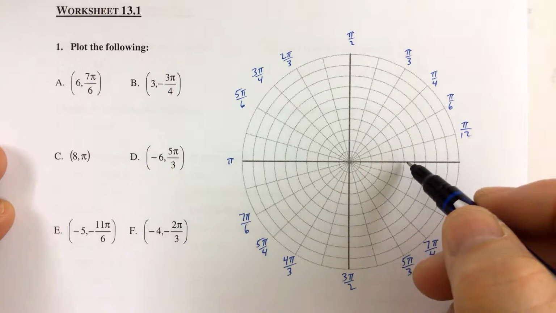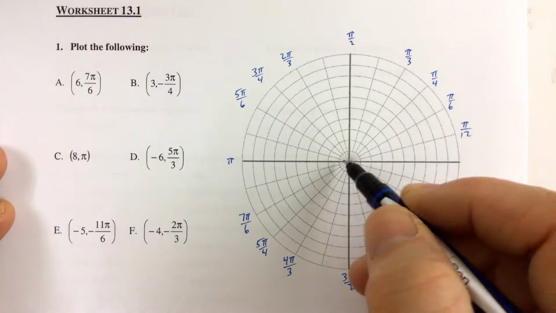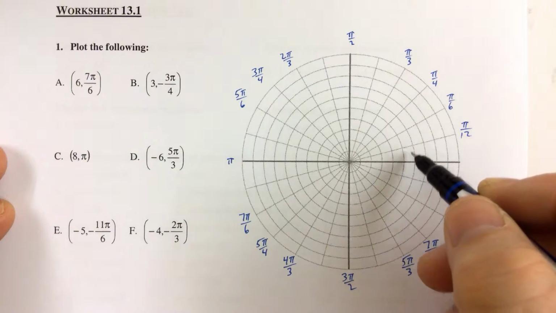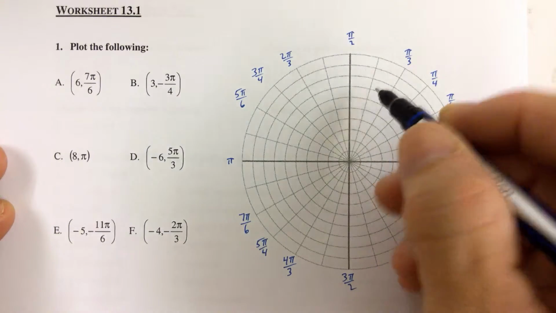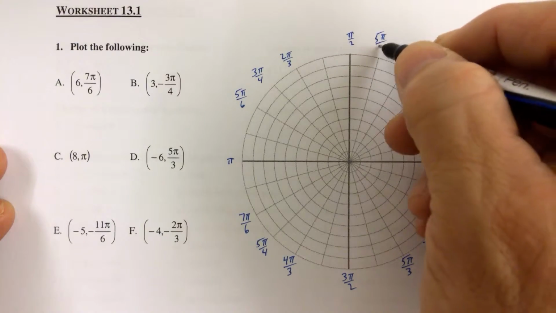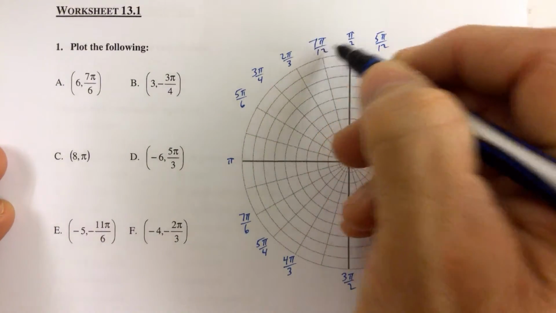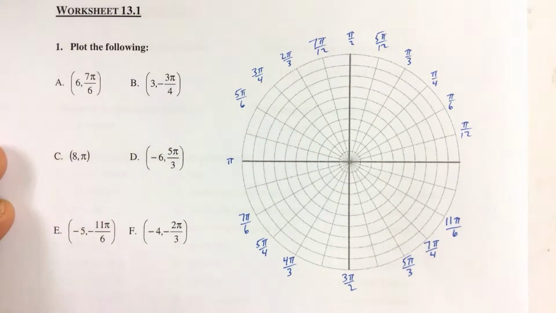So each of these lines coming out from the center of the circle, or from the pole, would be pi over 12 radians. So 1, 2, 3, 4, 5 pi over 12. We're not going to need these, but just in case you were wondering, 6, 7 pi over 12, and so on. I won't label the other ones because I don't see any pi over 12 angle measures here.